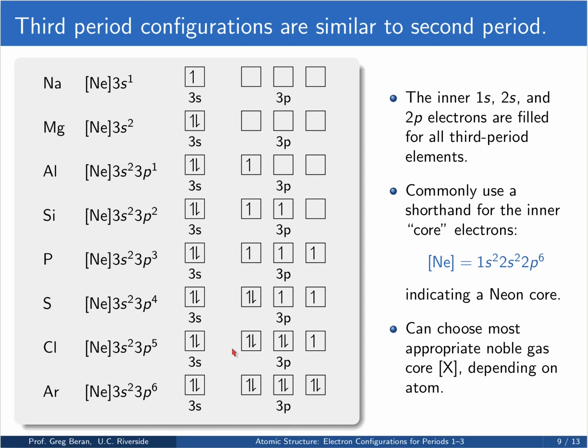Chlorine looks a lot like fluorine with 5 electrons in the outer p orbitals, so we end up having to pair up 2 sets of them and have just 1 unpaired. And finally in argon it looks a lot like neon, where we have the 3p subshell completely full.